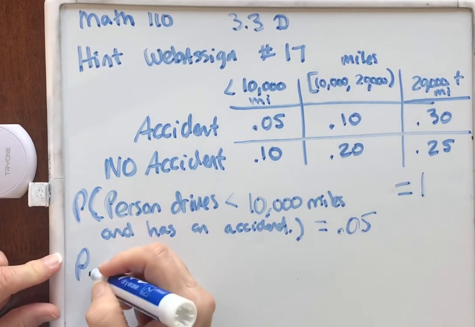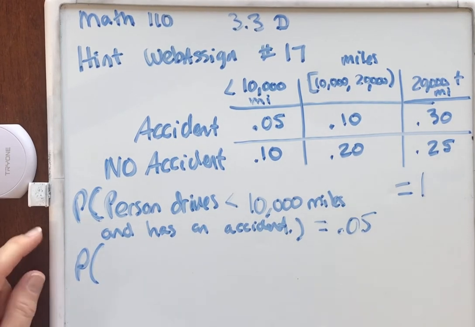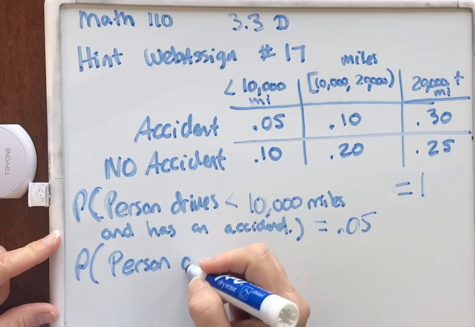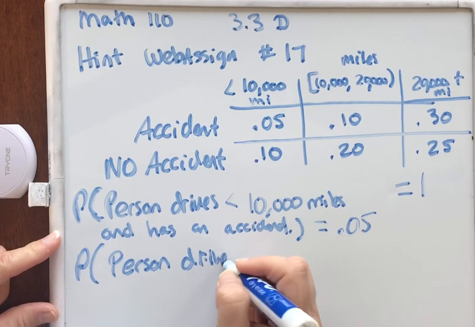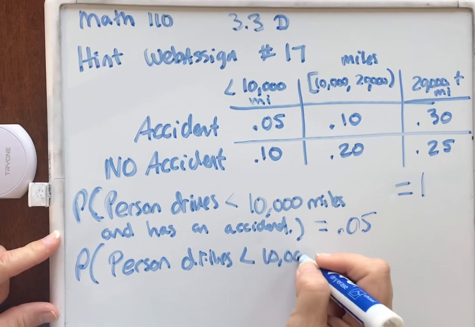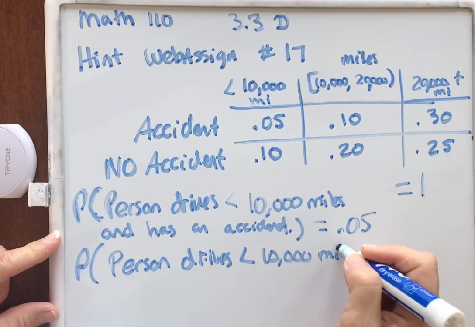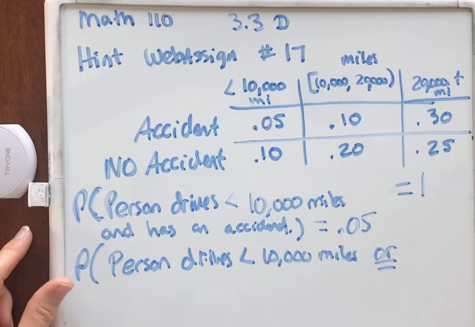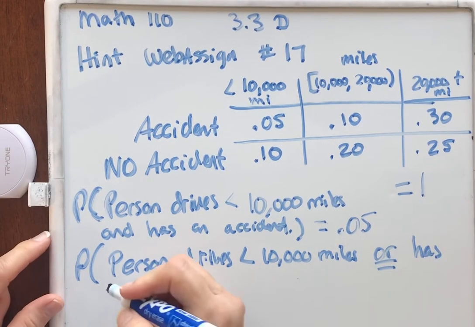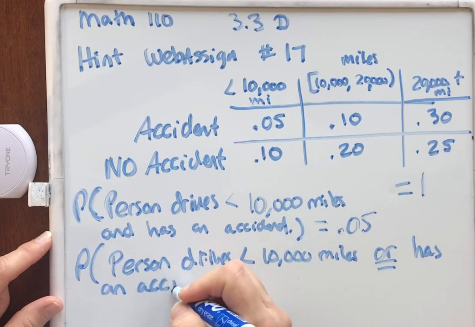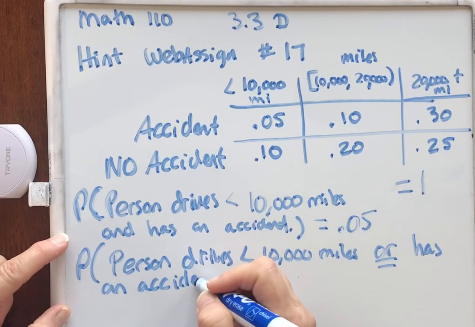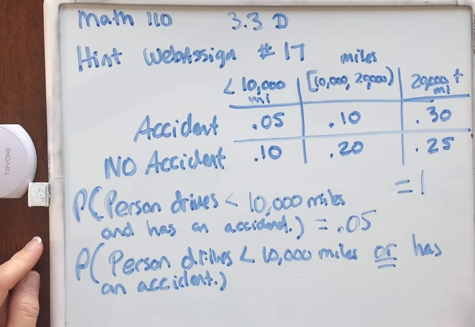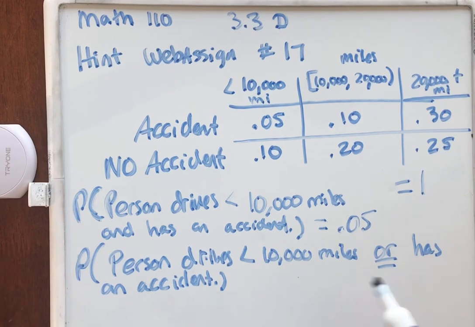Okay. Now here's the part that usually stumps people, so that's why I'm showing you this problem. We're going to look at the probability of a person who drives less than 10,000 miles or has an accident. Well, or means one or the other or both.